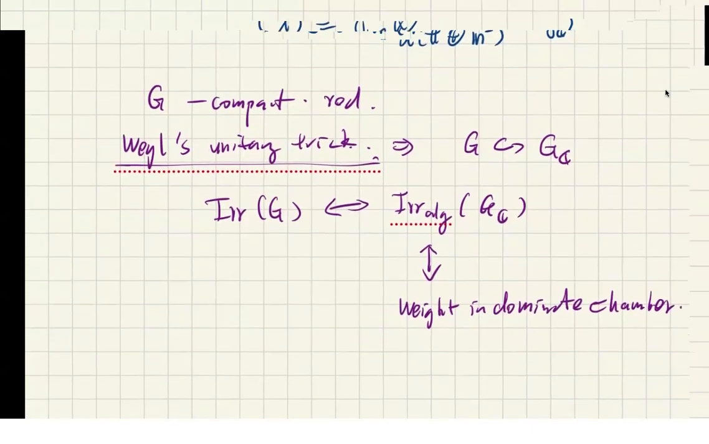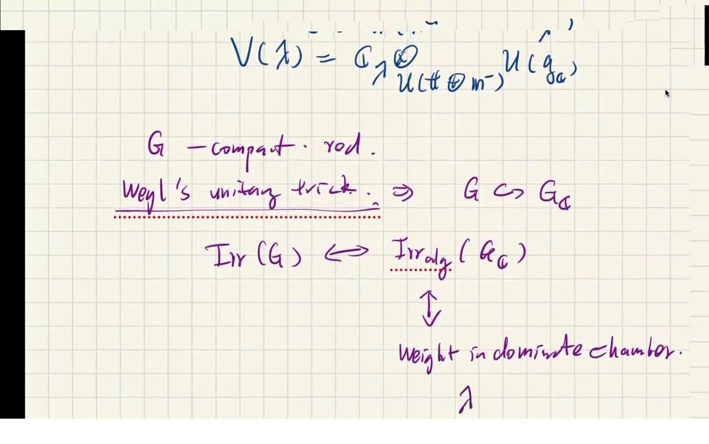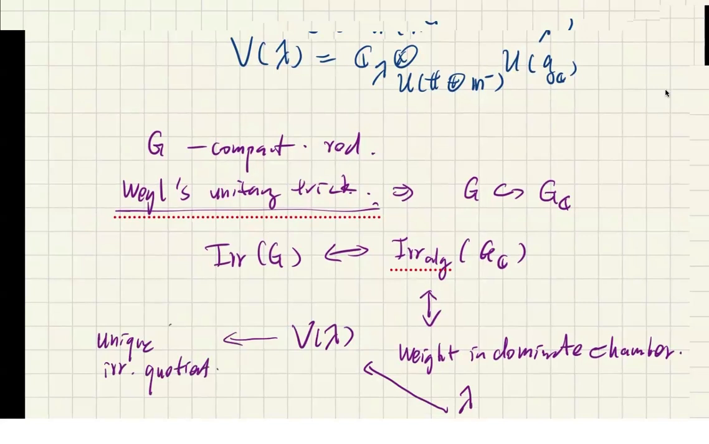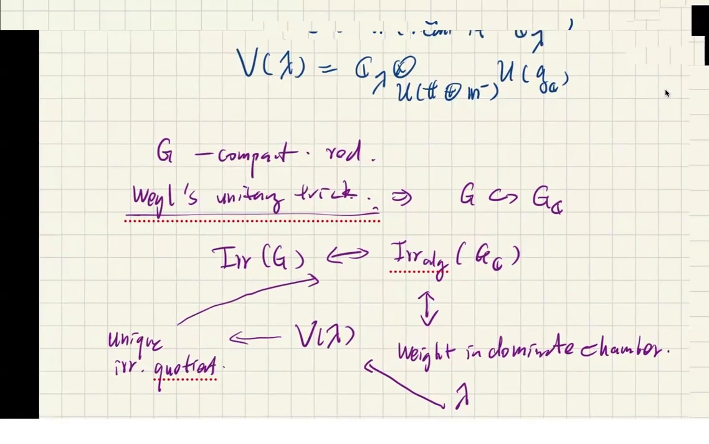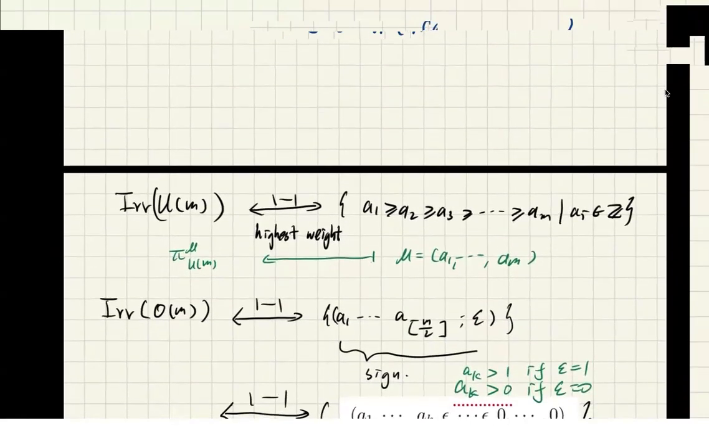So basically you need to know the root system of this group, and then you need to know the dominant chamber, and then each weight will give you a Verma module like this, and then it will have a unique irreducible quotient, which gives you this irreducible representation. Okay, so this is the highest weight theorem in one picture, highest weight theory.